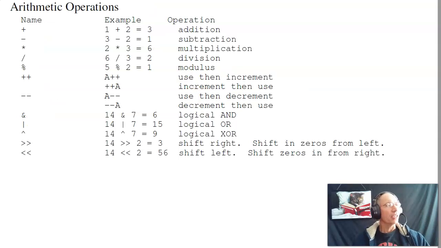In C, you've got addition, subtraction, multiplication, that's a biggie, division. There's also modulus. We do this for things like rolling dice or creating random numbers. 5 mod 2 is 5 divided by 2, take the remainder. Plus plus is auto increment, minus minus auto decrement. Logical AND is an ampersand. Logical OR is a vertical bar. Logical exclusive OR is the caret. Shift right and shift left.